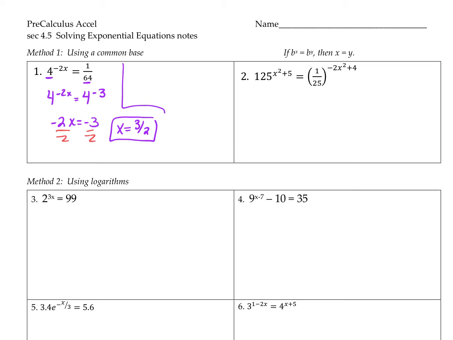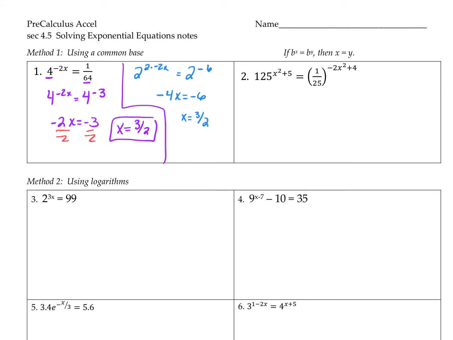If you didn't do a base of 4, you could have also done a base of 2. I could have changed 4 to be 2 to the second, and then I would have multiplied those exponents. And 64 is 2 to the negative 6th. So I'd have had negative 4x equals negative 6 and would have led to the same answer.